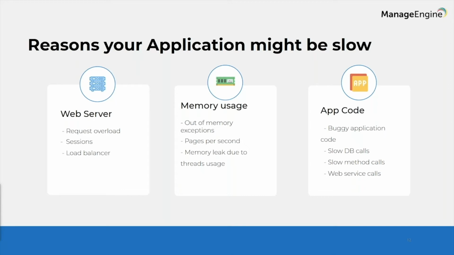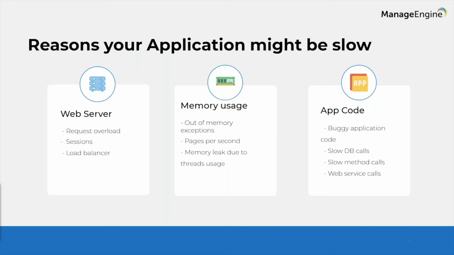Common reasons would be request overload on the web server, spike in user sessions, and load balancer failure. Another reason would be memory usage. If your application code uses a lot of memory, then your application will run into out-of-memory exceptions, which could cause slowness in a specific business transaction in your web application, which needs immediate attention. The next one is memory leak due to inefficient threading components. That is something which also needs immediate attention.